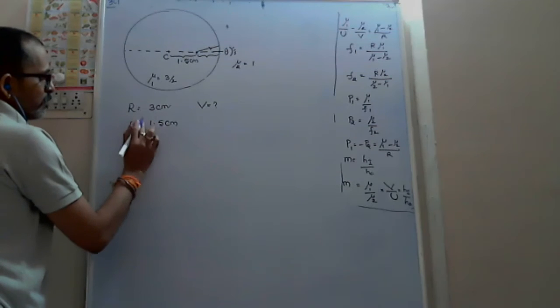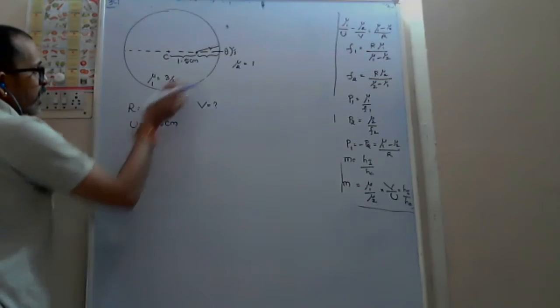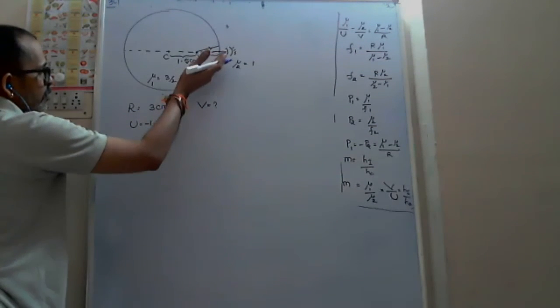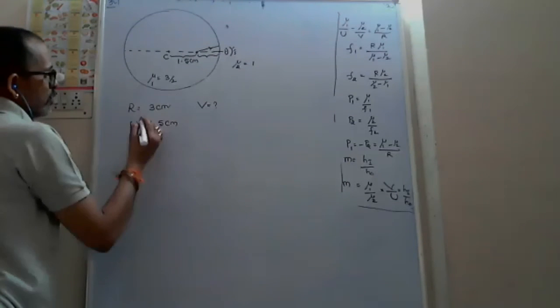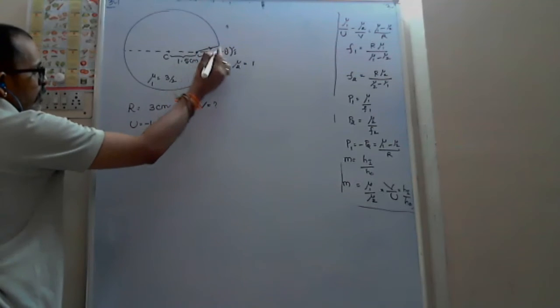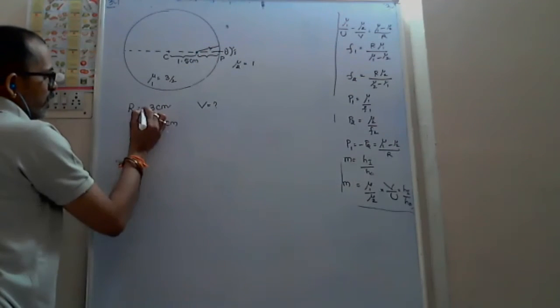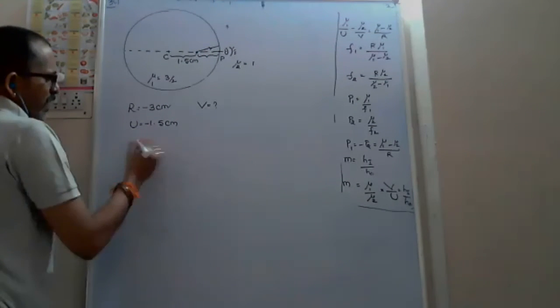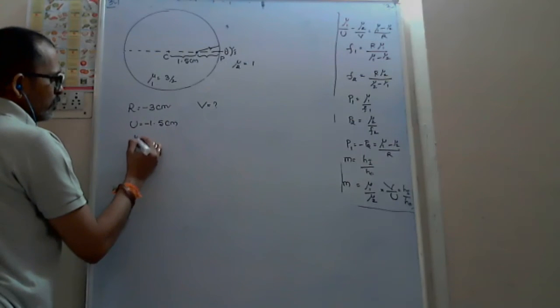So u equals 1.5. Sign convention: minus. Radius of curvature R equals 3, but plus or minus? Minus, sir. Right. Very good. Everything is correct now. Then you can use the formula.